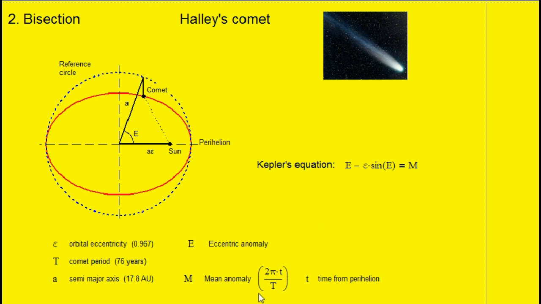M represents the angle obtained as a time fraction of a complete rotation. The fraction is the time lowercase t after it passes perihelion divided by the time uppercase T for a complete rotation. E is the corresponding angle on the representative circle. If we choose a time, say 25 years after Halley passes perihelion, we can immediately calculate the anomaly or angle M, but we want to know the corresponding anomaly or angle E. To do this, we need to solve Kepler's equation numerically, which we will do here using the bisection method.